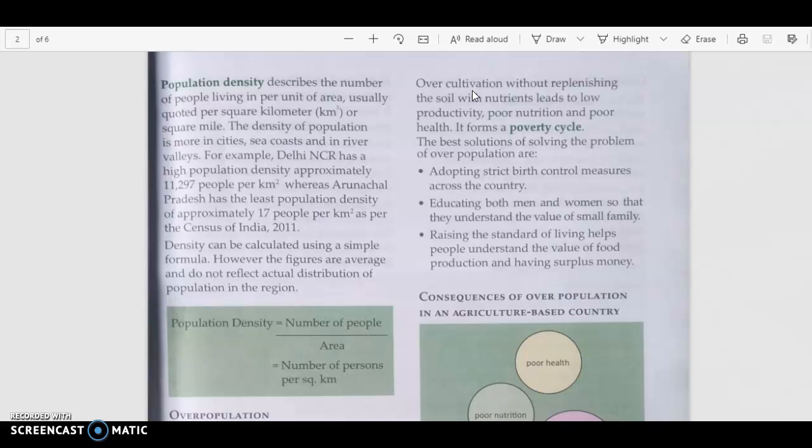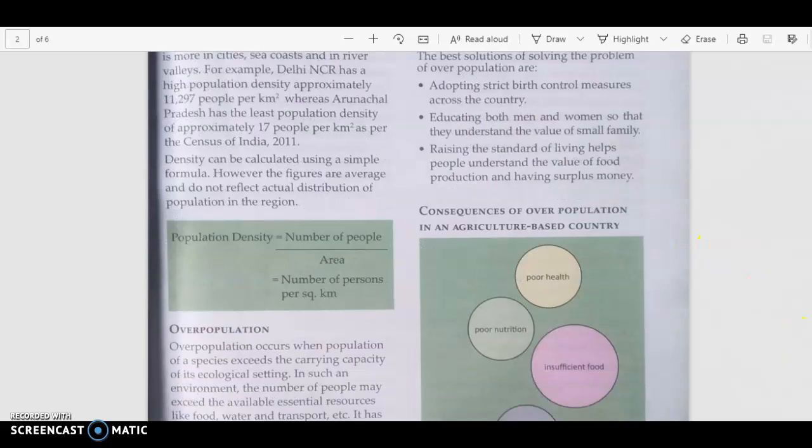are getting. Next is raising the standard of living, which helps people understand the value of food production and having surplus money. So if you know how to live a lavish life or you know how to live a standard life, then basically you will understand that the money can be utilized in living a lavish life rather than having a large number of people dependent on you.